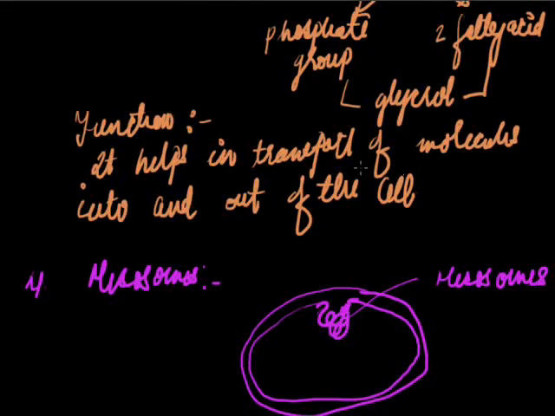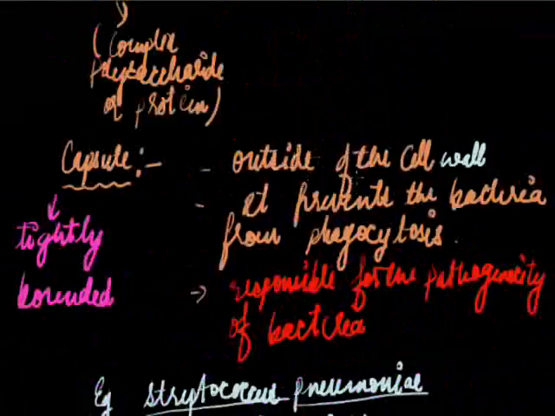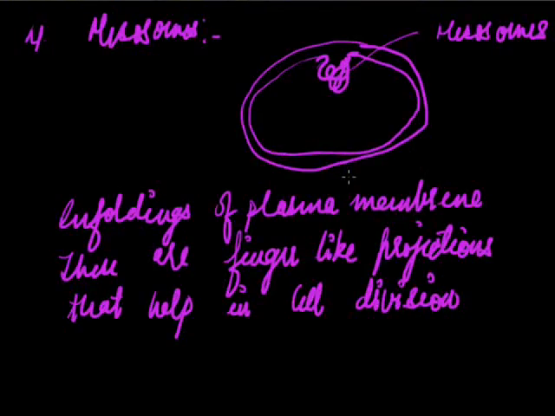So we have studied the cell membrane, cell wall, capsule and slime layer of a bacterial cell. In the next class we will be studying the other structures present in a bacterial cell. Thank you.